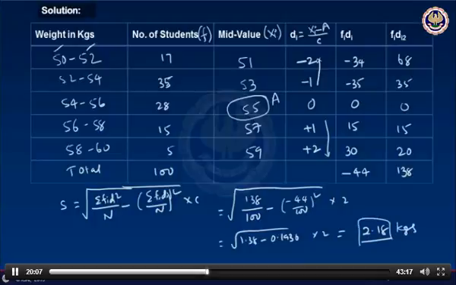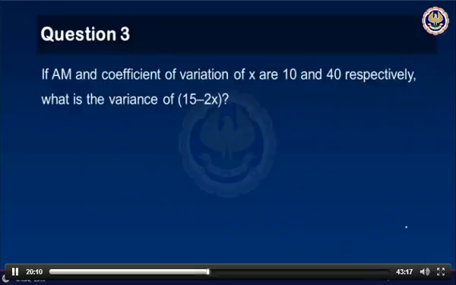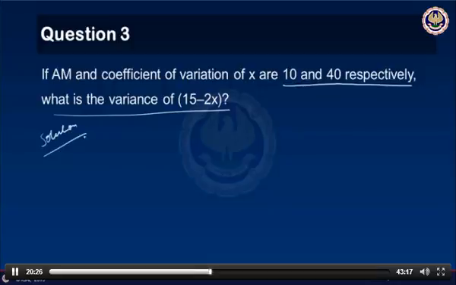Question number 3. If AM and coefficient of variation of X are 10 and 40 respectively, what is the variance of 15 minus 2X? Now we have to compute the value of the variance of 15 minus 2X. Let y equal 15 minus 2X, and here the standard deviation of y equals modulus of minus 2, that is 2 times the standard deviation of x.